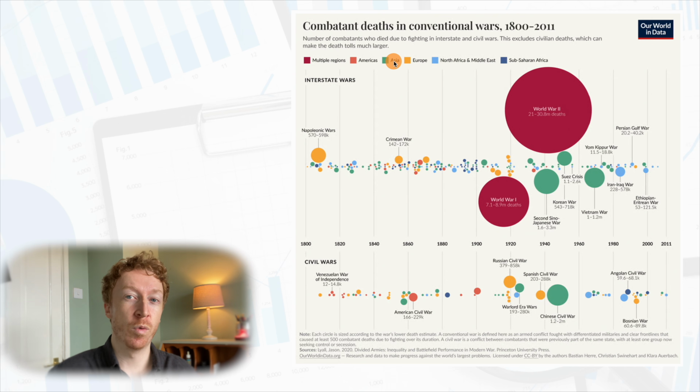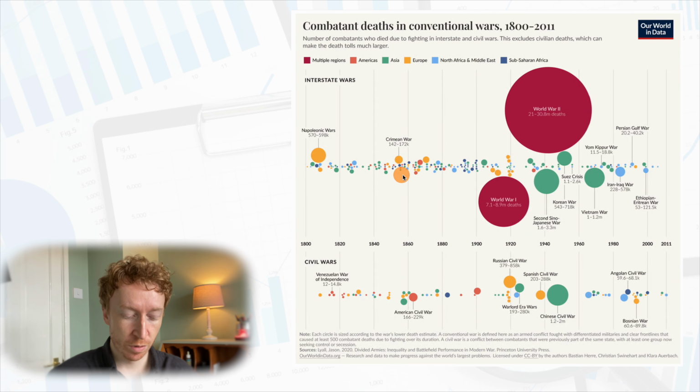Different areas of the world are color-coded here at the top. Right on the left side of the chart, we can see the Napoleonic Wars. And according to the chart here, somewhere between 570 to 598,000 people died in the Napoleonic Wars. This was, of course, Napoleon of France, who was trying to invade Europe, basically. And you can see a lot of people died during those wars.